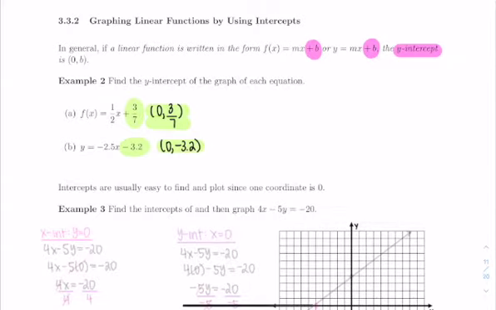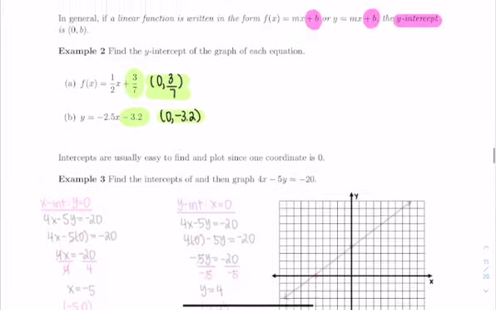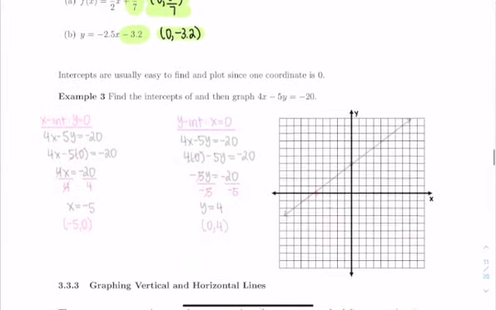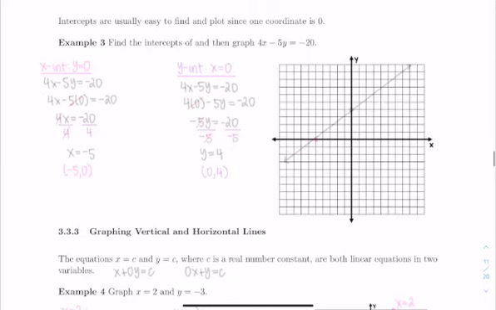So for example number 3, we're going to find the intercepts, the x and the y, and then graph 4x minus 5y equals negative 20. So the x-intercept is when y is equal to 0. Let's plug that into our equation. We have 4x minus 5y equals negative 20. Plugging in y equals 0, we get 4x minus 5 times 0 equals negative 20.